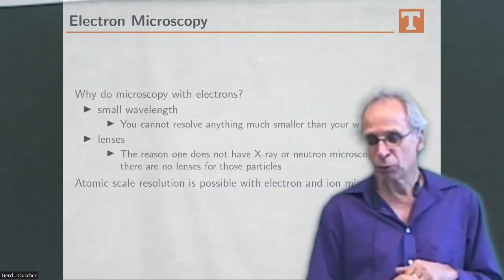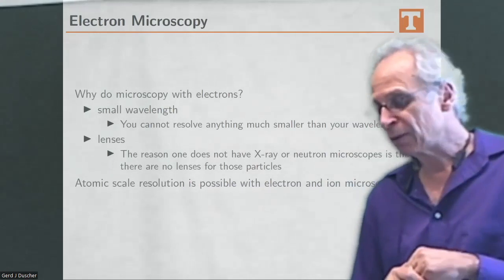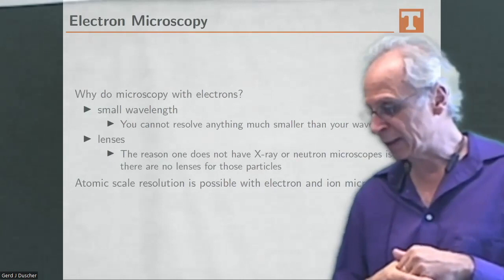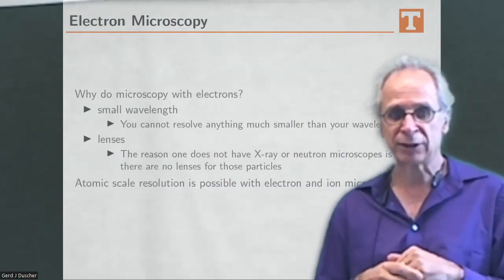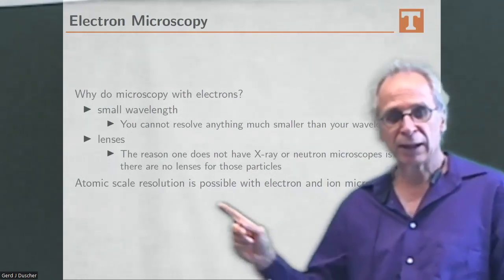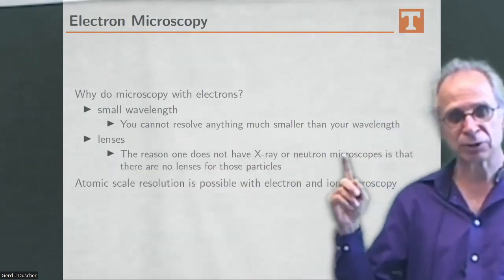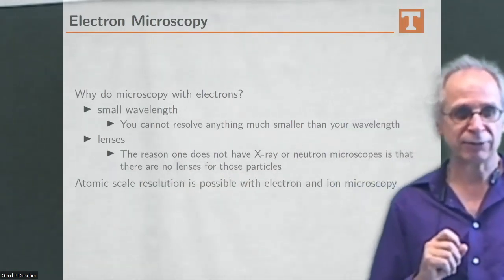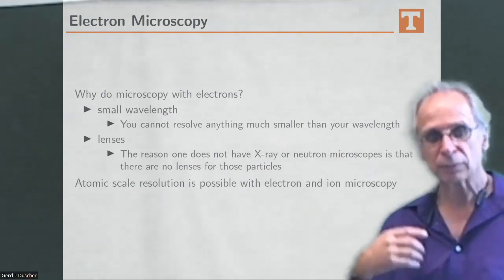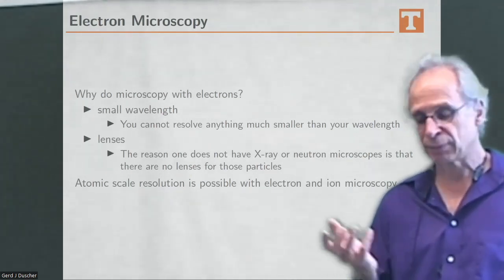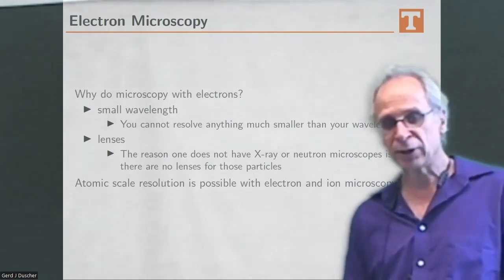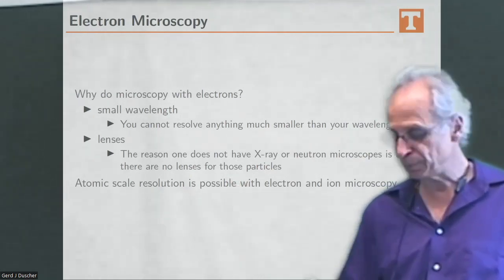Okay, so why do we use electrons? We have an extremely small wavelength. So in principle, you can resolve anything. So it's only determined by the instrument, so the aberration of your microscope. And the other reason why we use electrons is because we have lenses. So ions and electrons are charged. So that's why we have magnetic and electrostatic lenses for them. And so we get atomic scale imaging.